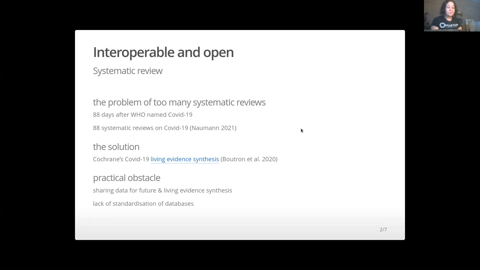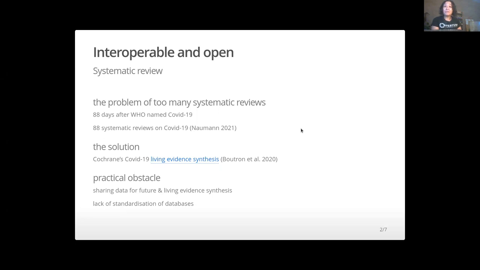Easier said than done. Of course, we know that there's a big problem with too many systematic reviews. For example, 88 days after WHO named the disease COVID-19, there were already 88 systematic reviews on COVID-19, one for every day since it was named.